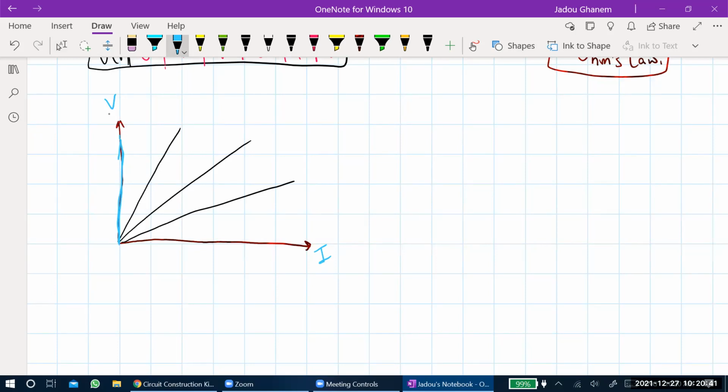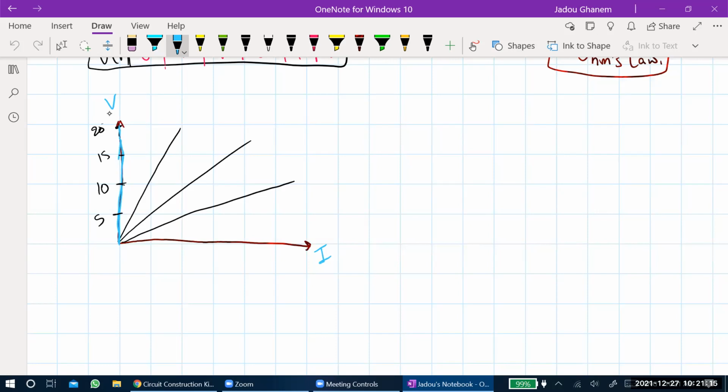Here, if I want to ask you, let's say, assume that each position shows 5 volts. So 5, 10, 15, and let's say this value is 20. So here, the value of the voltage is 20 volts. I'm talking about the blue line exactly. But what is the current? Can you tell me what is the current in that case? At any value, just choose, let's say 20 or 15.